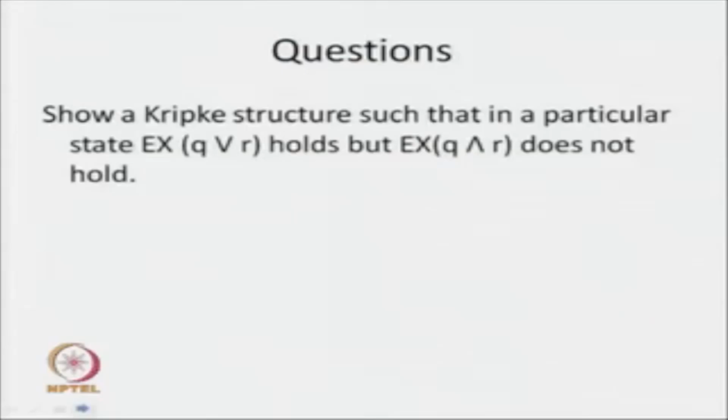Okay, next question. Show a Kripke structure such that in a particular state E X (p or r) holds, but E X (p and r) does not hold. That means we are looking for a path where in the next state either q or r holds, but there exists a path where in the next state q and r is not true.